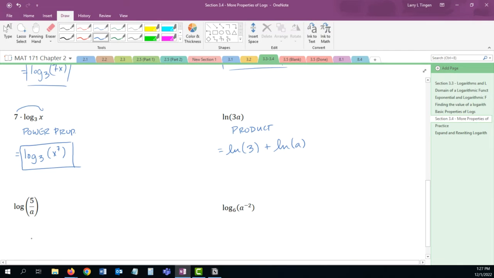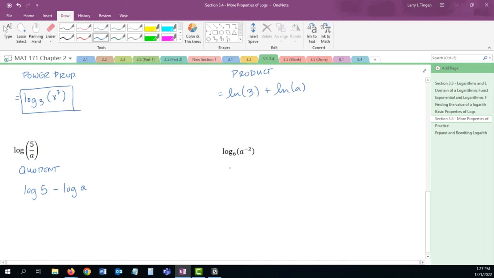And then log of 5 over a, this is the quotient property. Quotient property says if I have division on the inside, I get to rewrite that as subtraction on the outside.